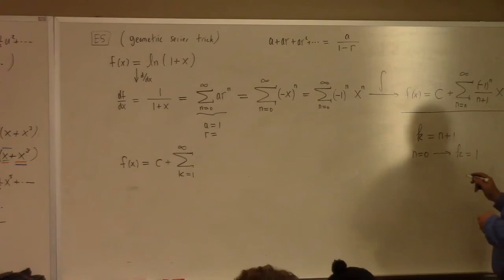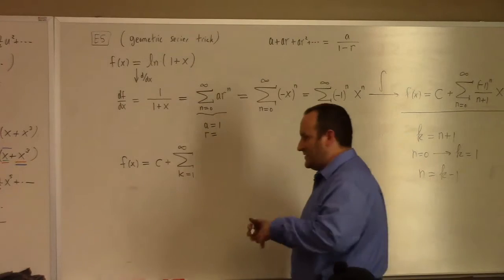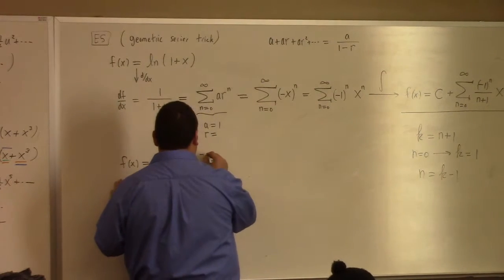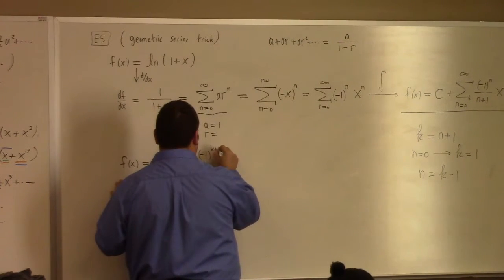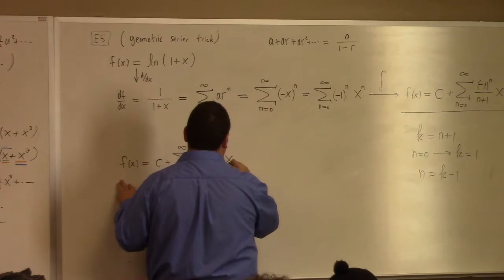And n equals k minus 1 under this substitution. So if I reindex that sum, that's minus 1 to the k plus 1 over k, right? x to the power k.